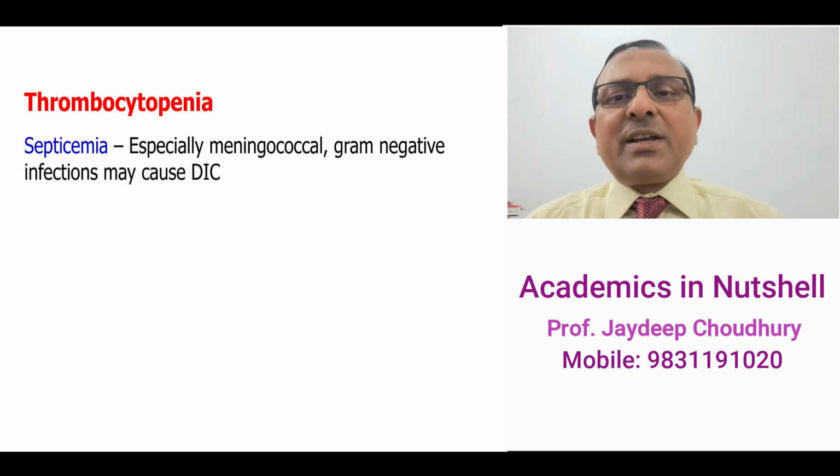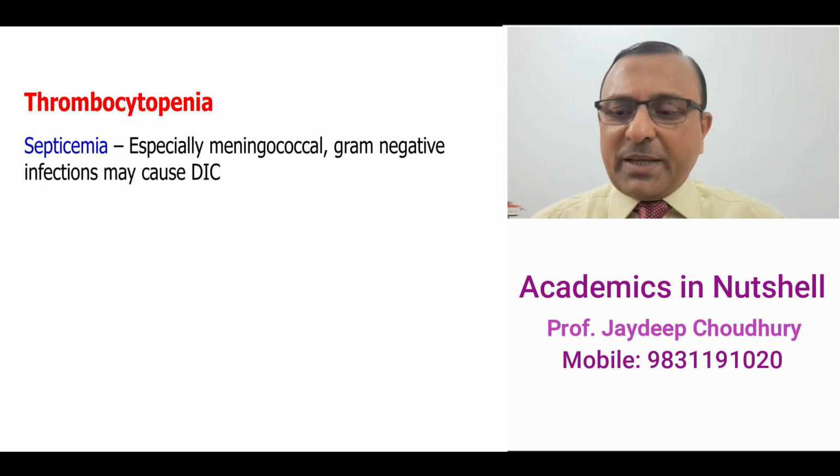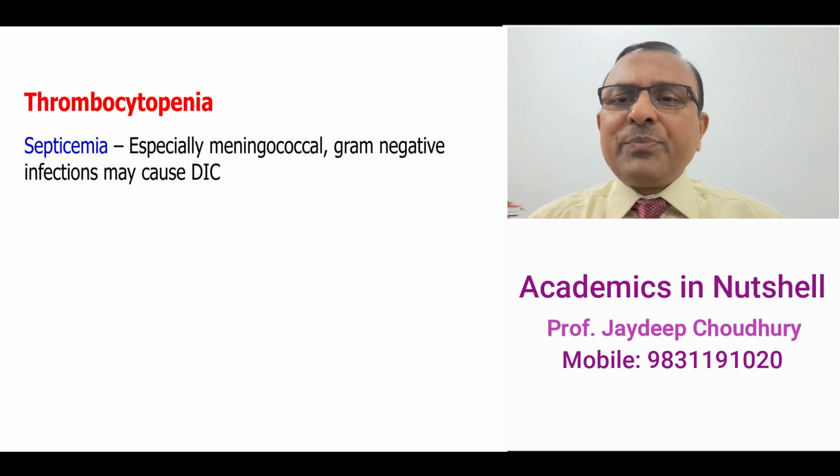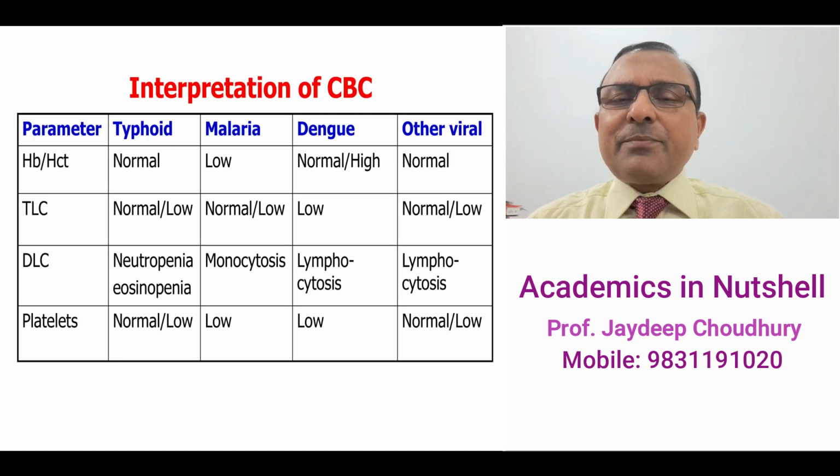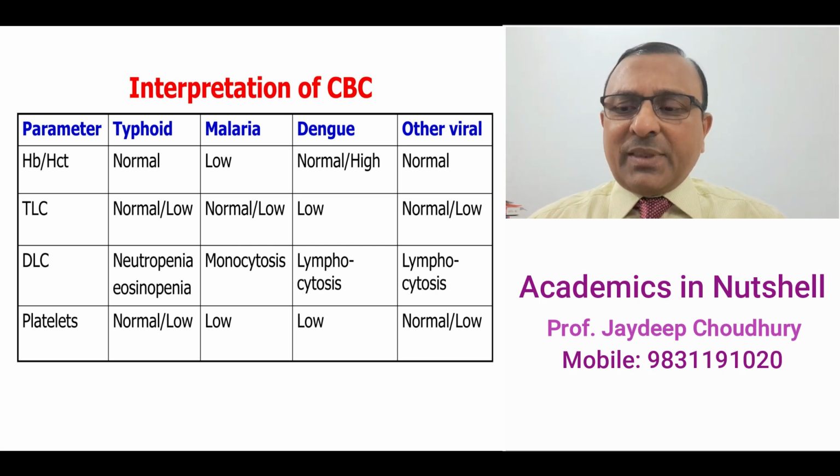Thrombocytopenia may be a feature of septicemia, especially meningococcal gram-negative infections, which may also cause DIC. Some of the common infections may have some typical features in the peripheral blood count, like in typhoid there may be neutropenia with eosinopenia, whereas in dengue and other viral infections there may be lymphocytosis. In malaria, monocytosis may be a feature. Decreased platelet count is often a feature of dengue as also malaria.